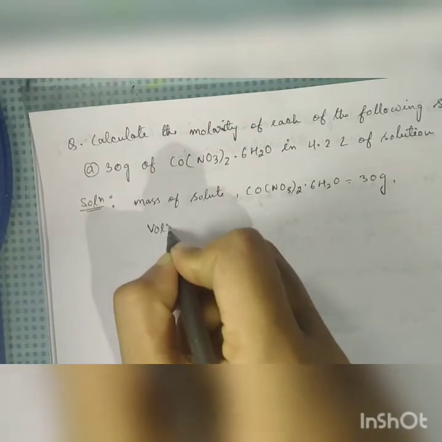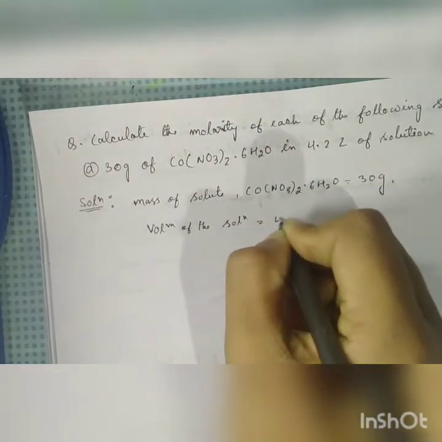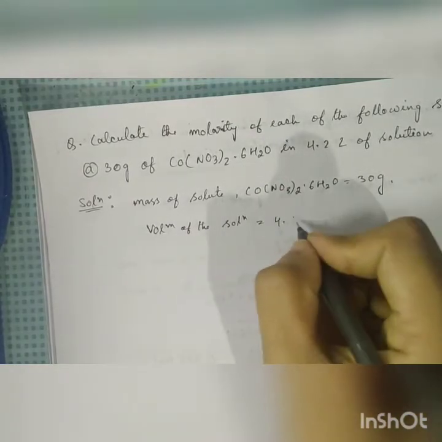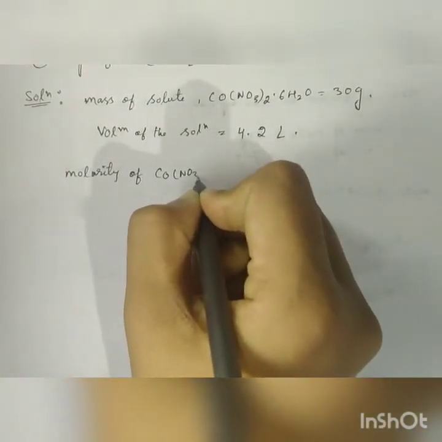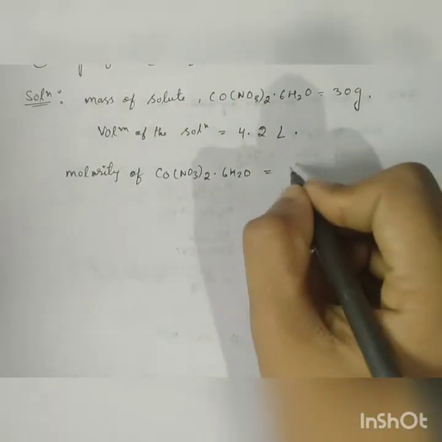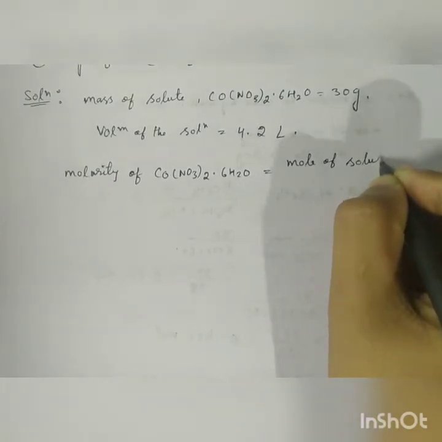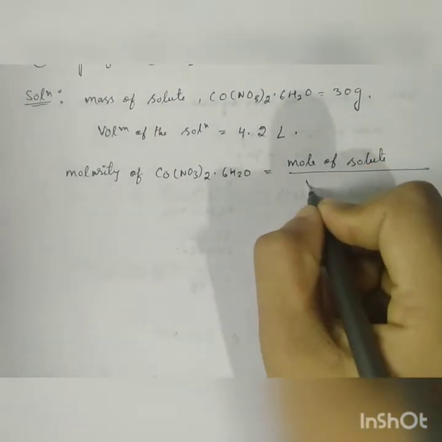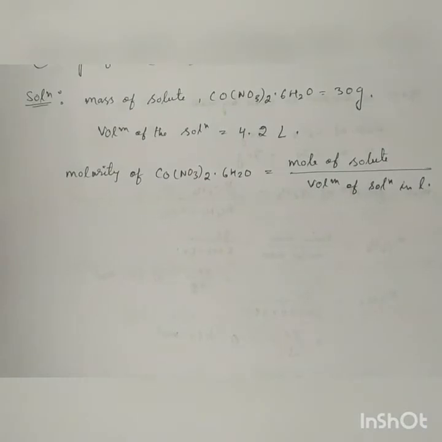The volume of the solution is given as 4.2. I have to calculate now the molarity of Co(NO3)2·6H2O. Okay, and the formula is what? Moles of solute divided by volume of solution in liter. We know this formula.